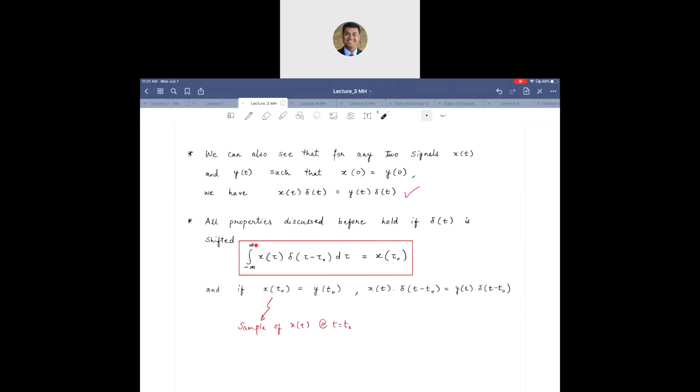Remember, this is only when you integrate. So we'll also have to worry about what happens without that integration. What happens when you just multiply those two? So we'll do more examples in just a bit.